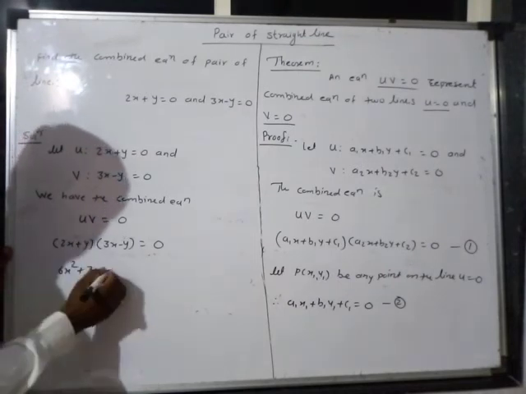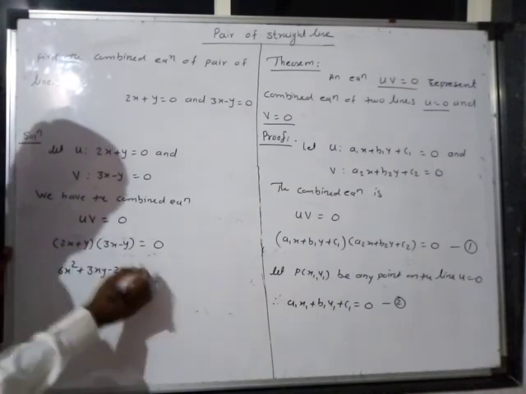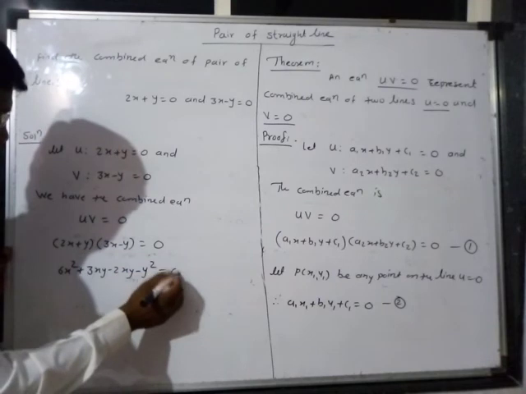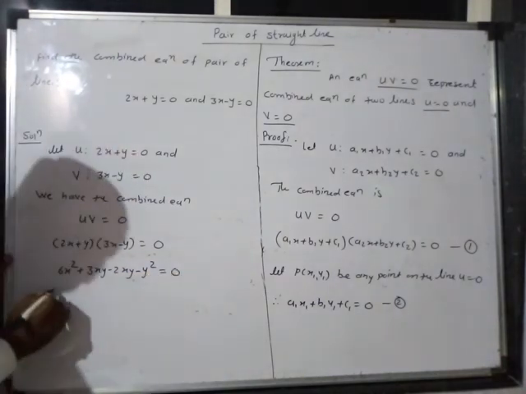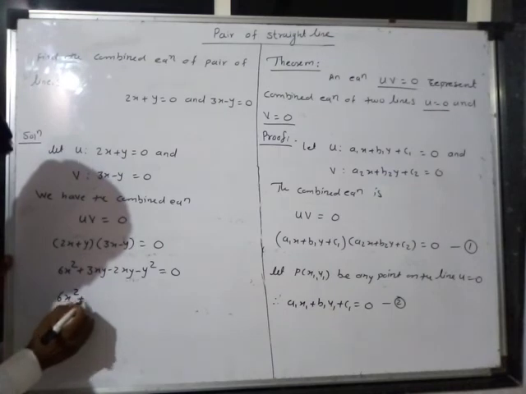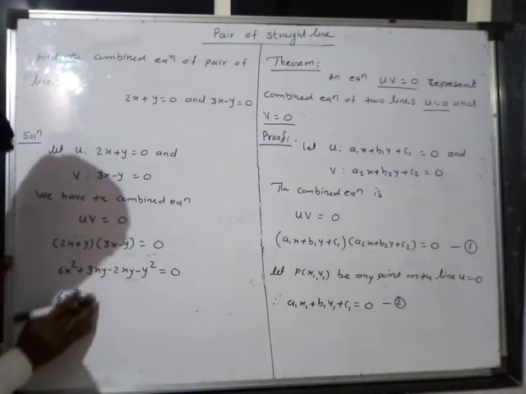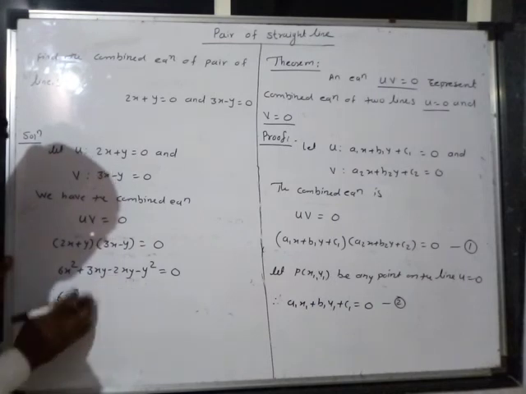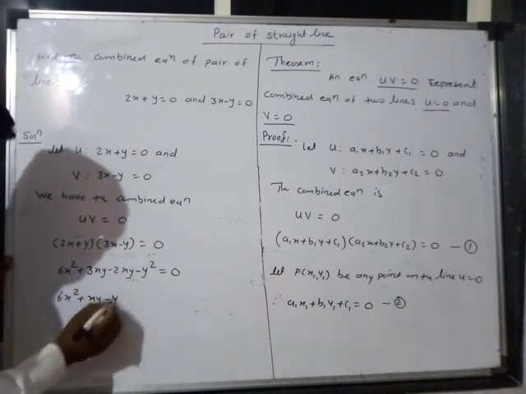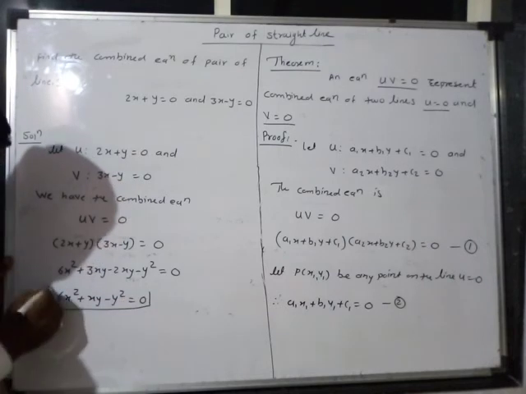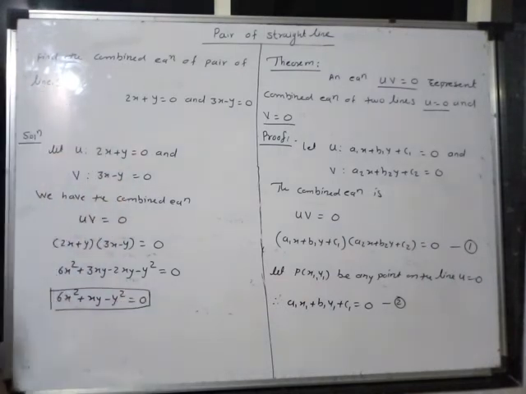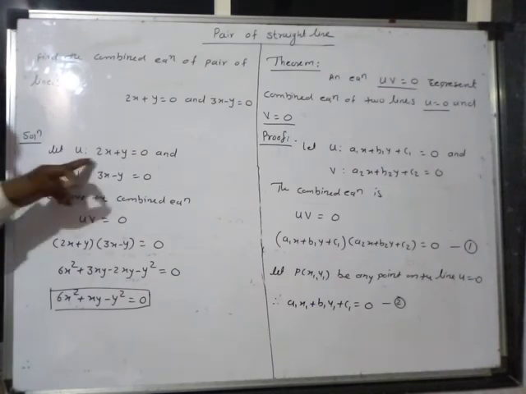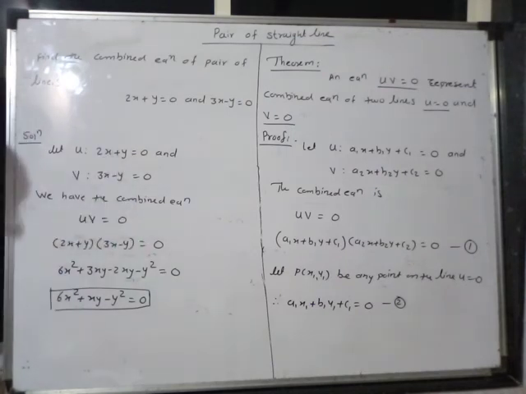minus y ने मल्टिप्लाय करा, minus 2xy, and that is minus y square, and this is equal to 0. So this is 6x square plus 3xy minus 2xy, that is xy only, minus y square, and this is equal to 0. This is the equation of the pair of straight lines represented by the two lines 2x plus y is equal to 0 and 3x minus y is equal to 0, or it is also called the combined equation of these two lines.